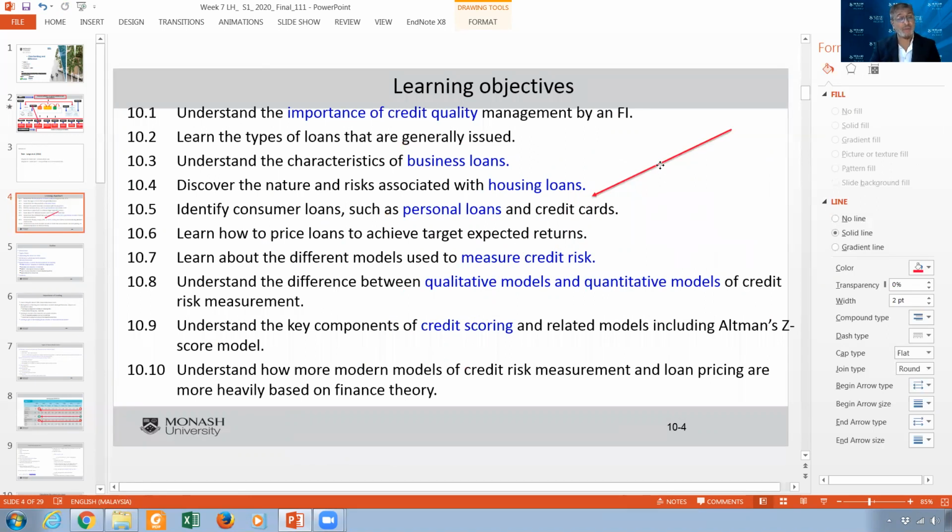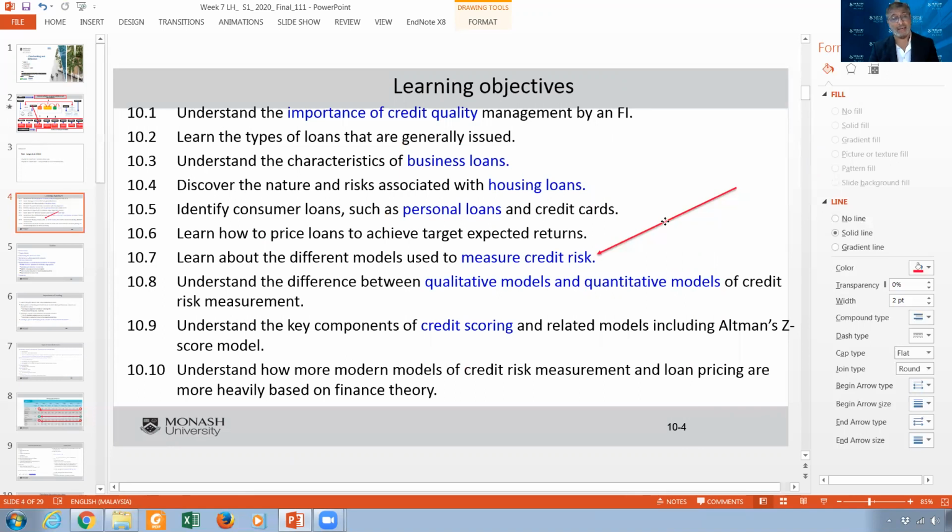After we select the right customer, we have to maintain a type of contract, and in that contract we have to price how much we are going to charge. So this area will let us understand how to calculate the expected return and the contractual return for any loan. And then we will go to the measurement.